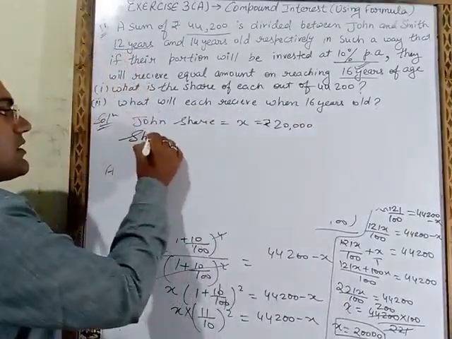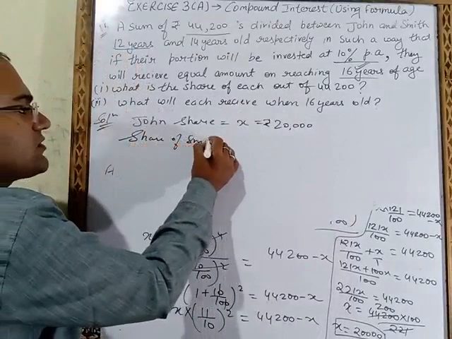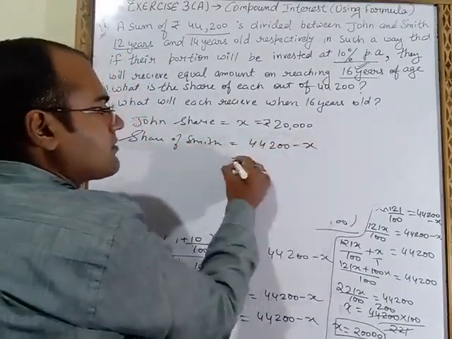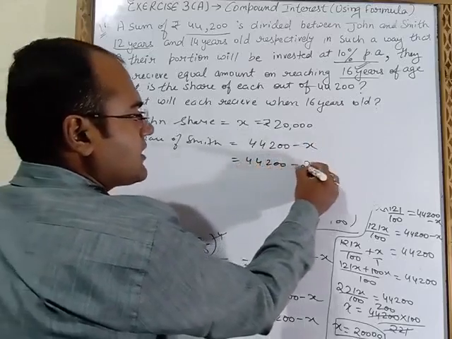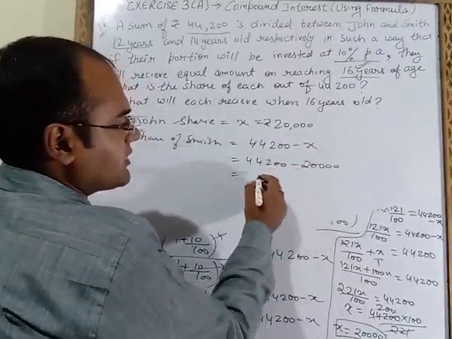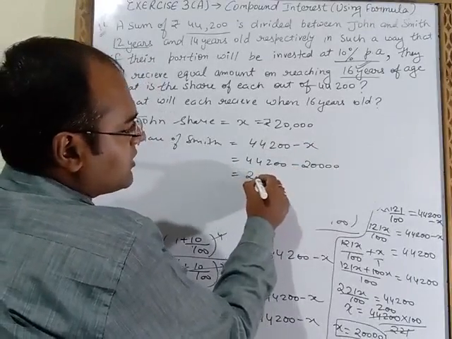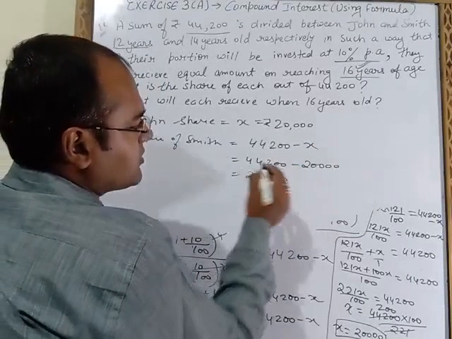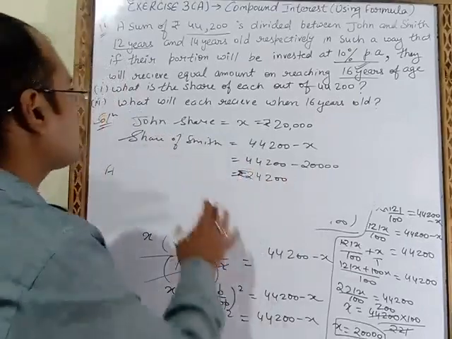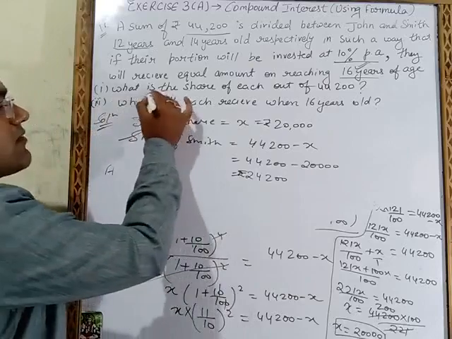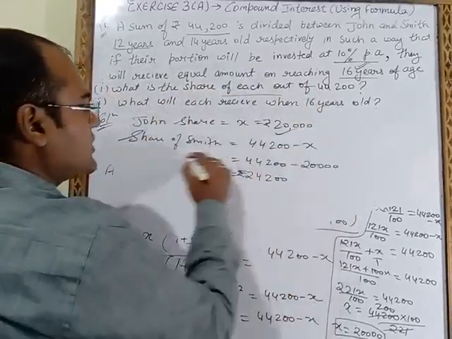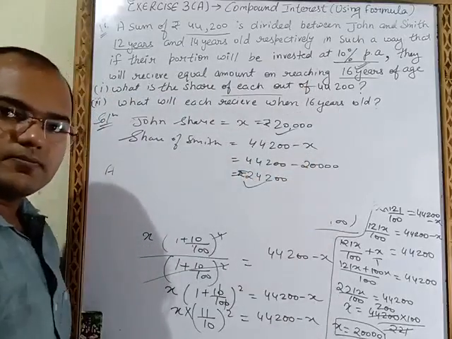And share of Smith was 44200 minus x. That means 44200 minus 20,000. So on subtracting these two, we will get 24,200 rupees. So this was the share of Smith. So like this you have to do this first part. He asked in first part what is the share of each person. So share of John is this much and share of Smith is this much.